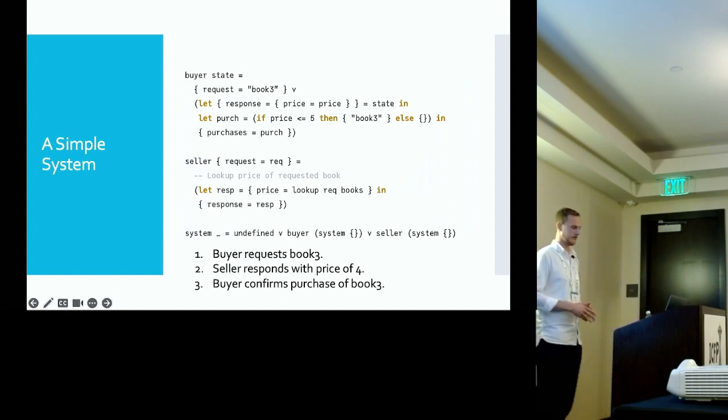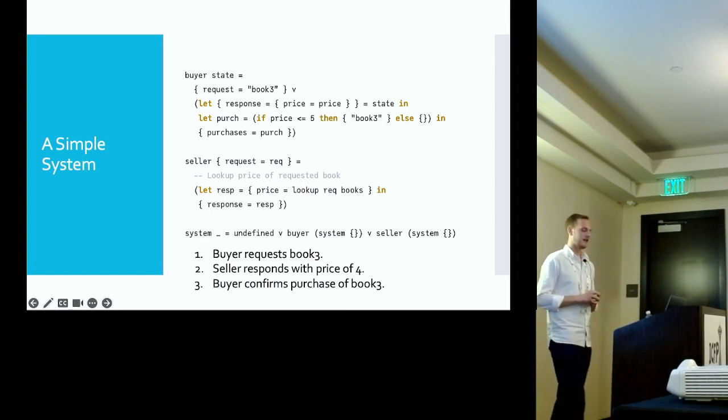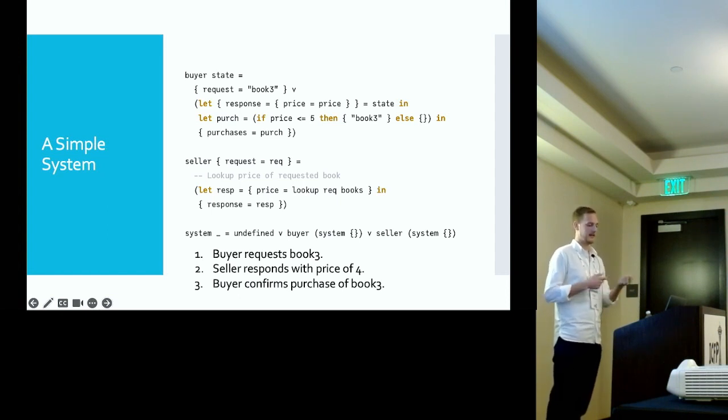We're going to use a simplified bookseller example that pops up in distributed programming a lot. The idea here is that there are two nodes in this system: a buyer node and a seller node. The buyer node is going to request to buy a particular book. The seller is going to respond with the price of that book. It has a database that it's going to look it up in. And then the buyer will get the price and confirm that it wants to buy the book if it has enough money to do so.